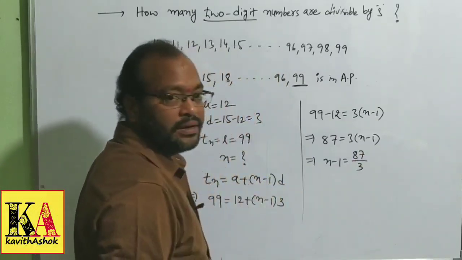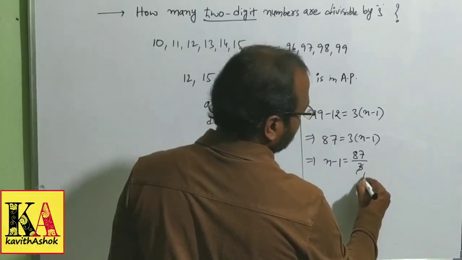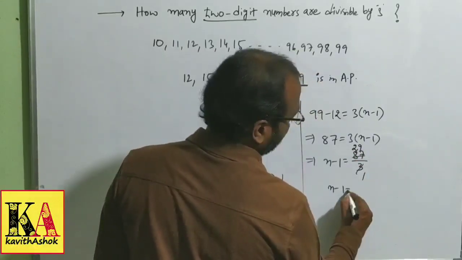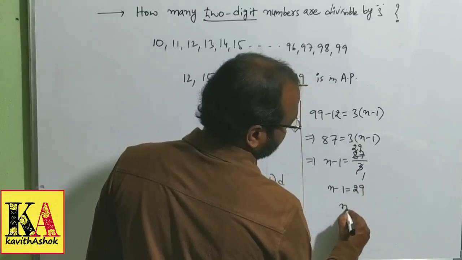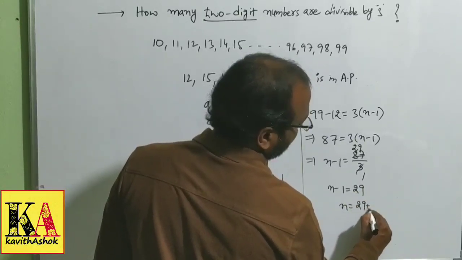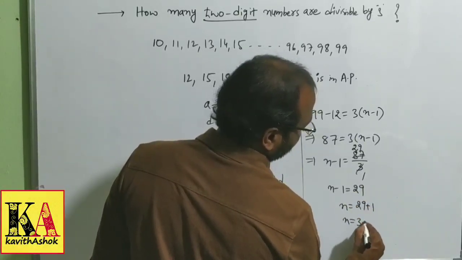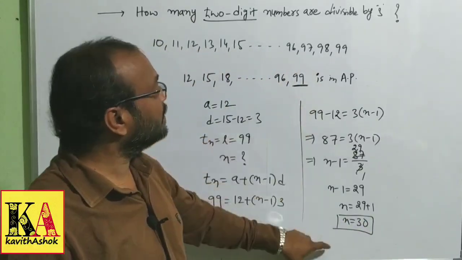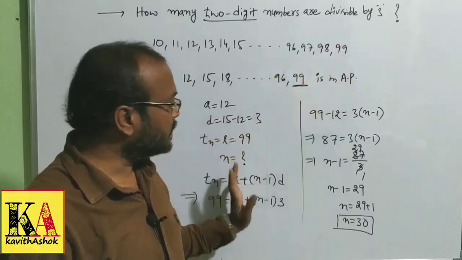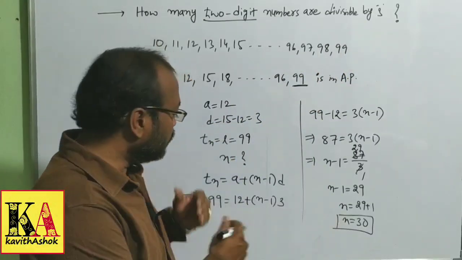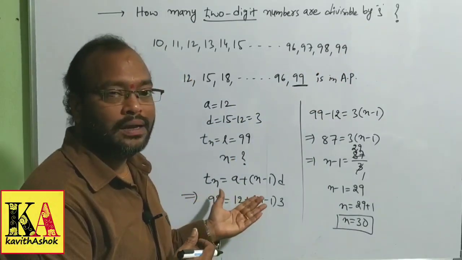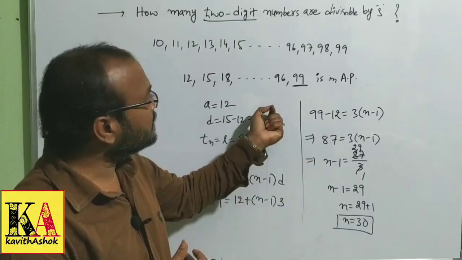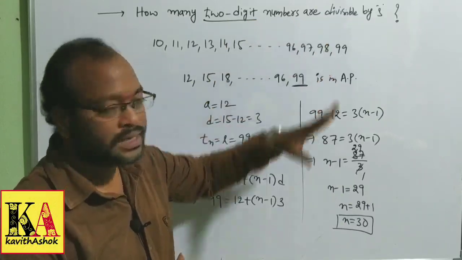8 plus 7 is 15. Yes, it is divisible by 3. That's why 3 1s are 3, 3 2s are 6, 3 9s are 27. N minus 1 is equal to 29. Then n is equal to 29 plus 1, n is equal to 30. So total 30 numbers are there which are divisible by 3. Like this we can calculate. So we have to utilize the Tn formula, the last term formula, to calculate the number of terms as well as 2-digit numbers which are divisible by 3.